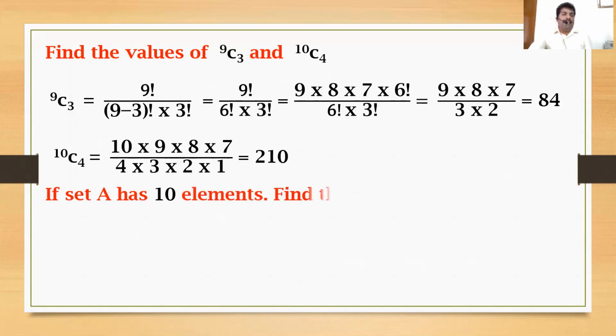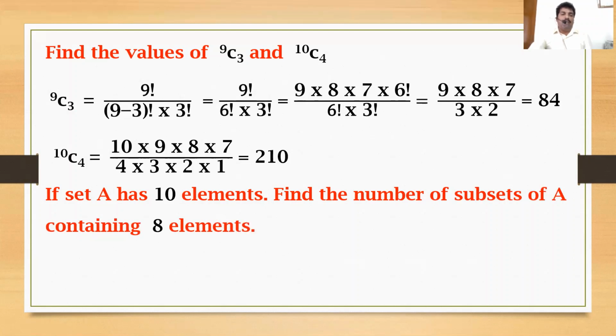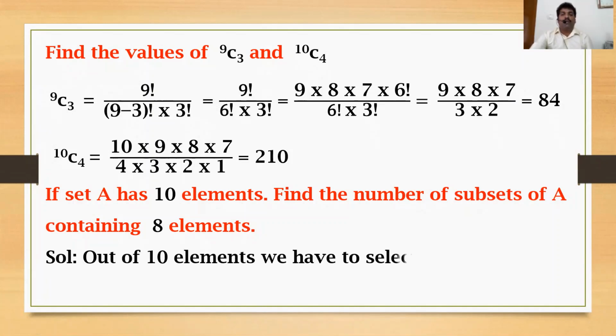Next, one more question. If set A has 10 elements, find the number of subsets of A containing 8 elements. Here, set A has 10 elements. So the number of subsets of A containing 8 elements means out of 10 elements, you have to select 8 elements. How many ways can we select? 10C8 ways.